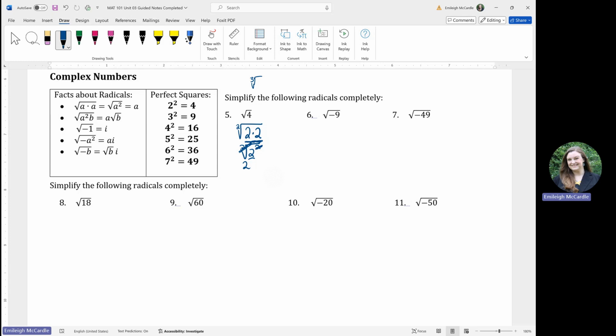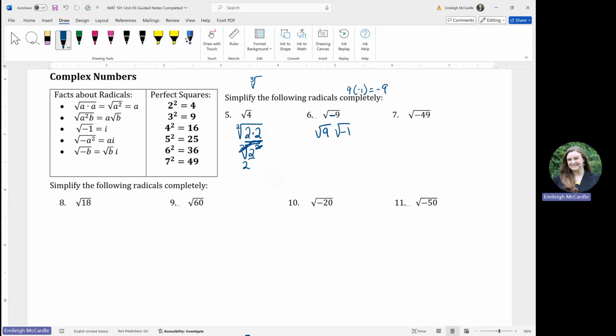Number 6, we've got square root of negative 9. Now that negative is a little tricky, so what I would suggest doing is separating that negative out and just having the square root of 9. And we're going to take that negative out and make it negative 1. Now, why am I doing negative 1? Because 9 times negative 1 is negative 9. So really, though, I have that negative hanging out there. It really is negative 1 hanging there.